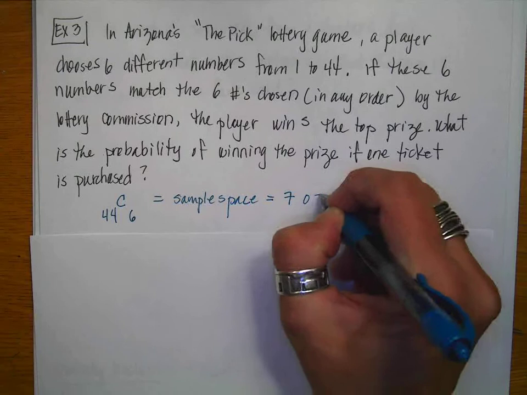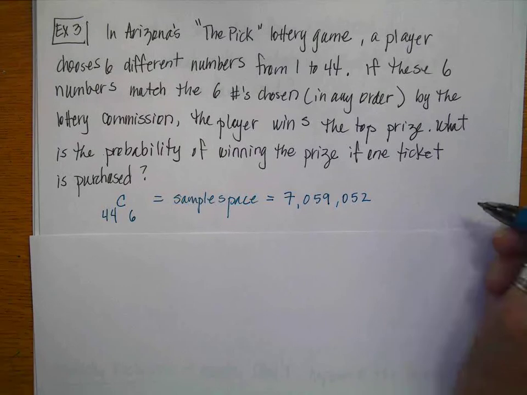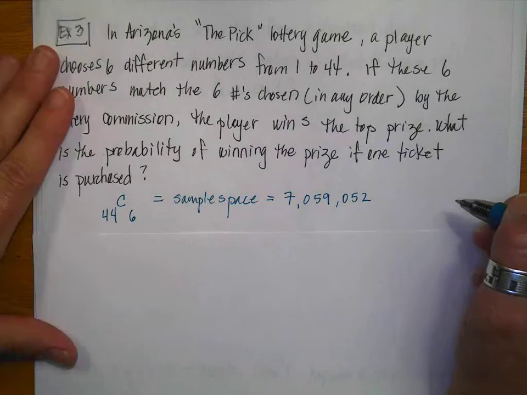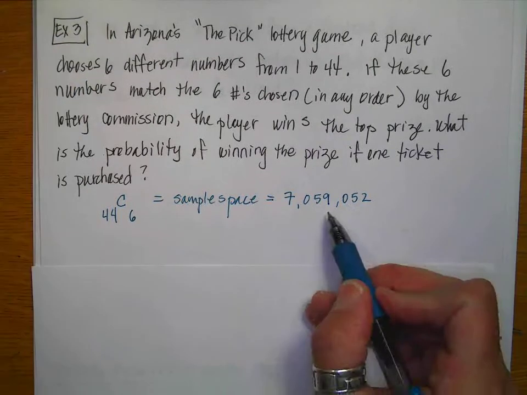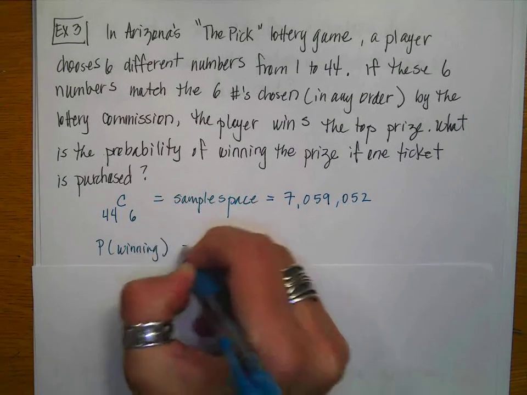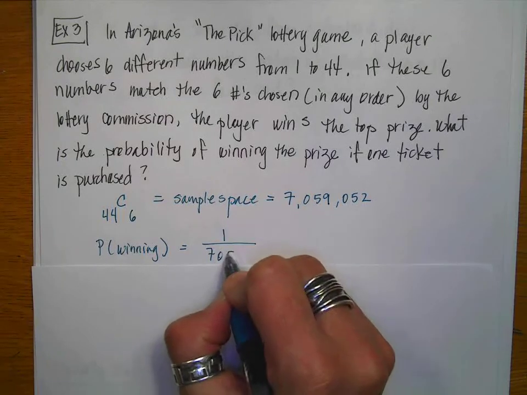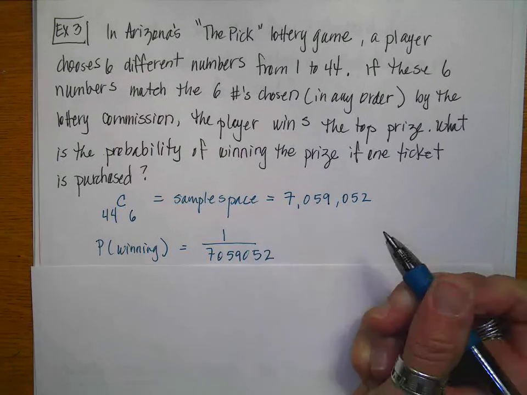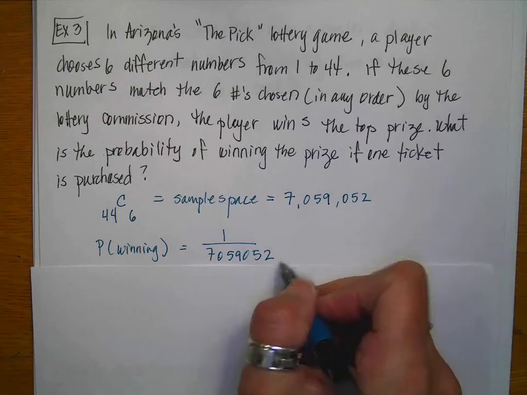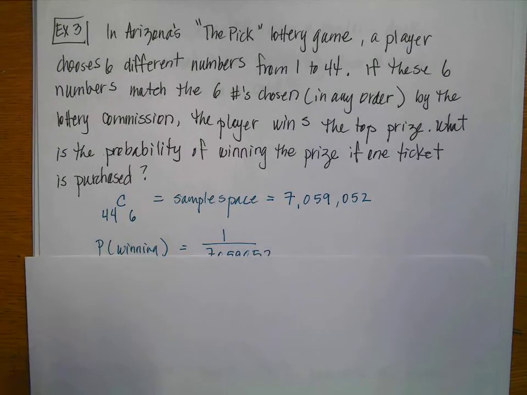And just so you know, there are 7,059,052 different ways that you can organize the numbers 1 to 44 and choose 6 of those numbers at random. Okay? So this is not very encouraging. So then the probability of winning is going to equal 1, because there's one winning combination out of the 7,059,052. Sometimes it's fun to buy a lottery ticket just because we like to see what happens. The chances of winning, 1 in 7 million, not very high.